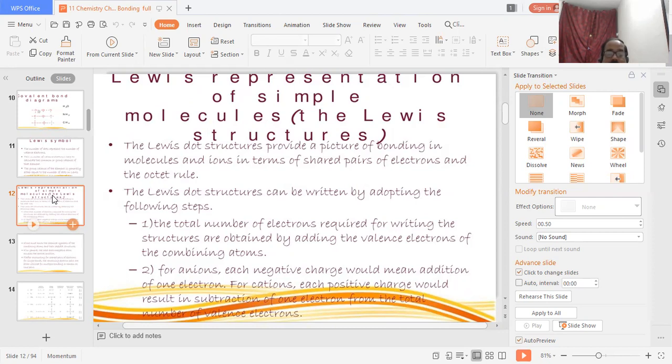The Lewis dot structure can be written by adopting the following steps. Number one, the total number of electrons required for writing the structure is obtained by adding the valence electrons of the combining atoms. Number two, for an anion, each negative charge means addition of one electron. For a cation, each positive charge results in subtraction of one electron from the total number of valence electrons.